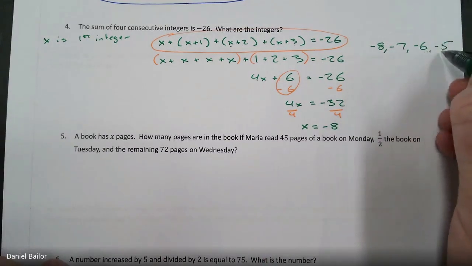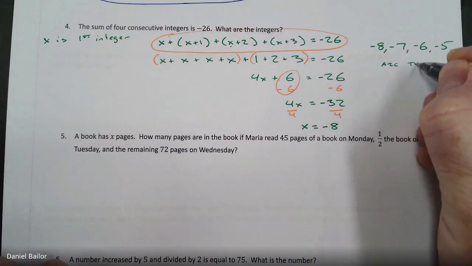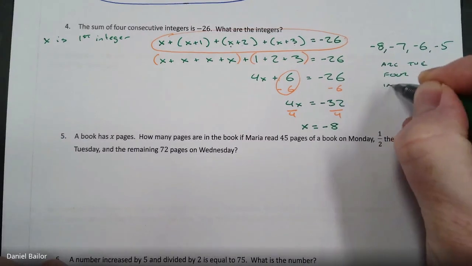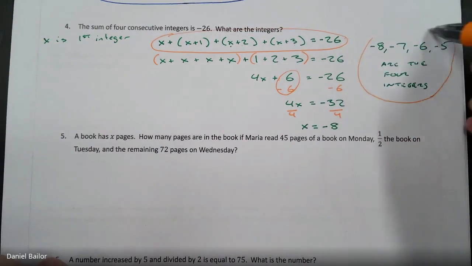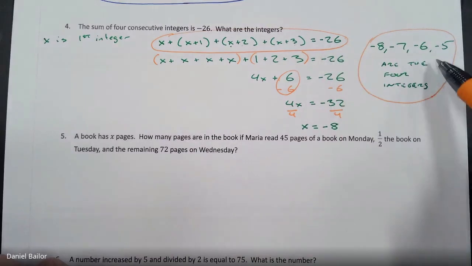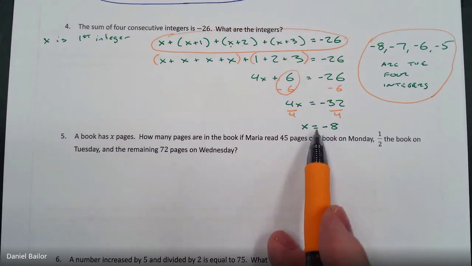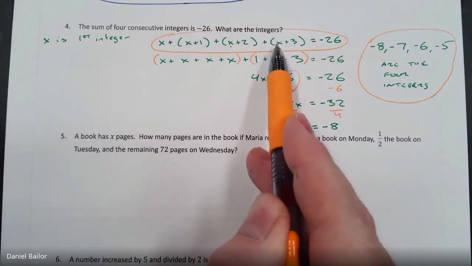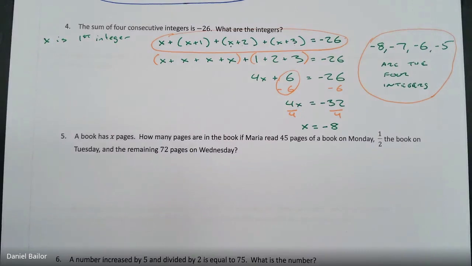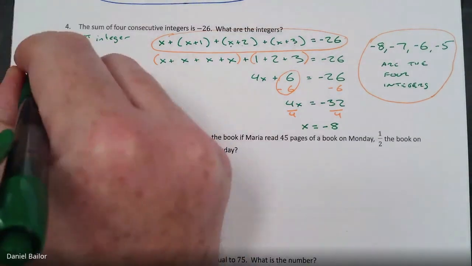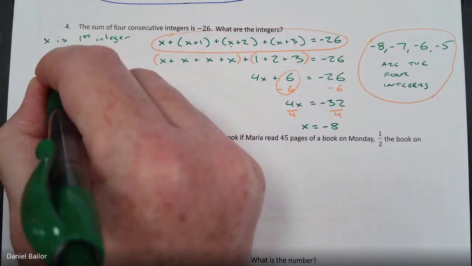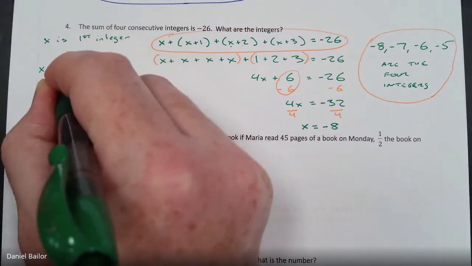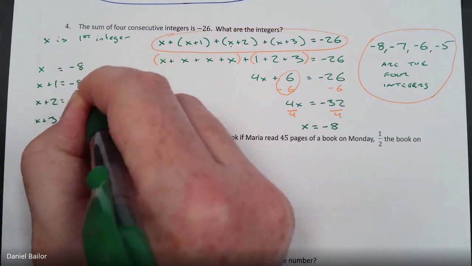-8, -7, -6, -5 are the 4 integers. So there we go. Equation I started with and my answers. After I found the first one, I put the x up here to find the next 3 integers. Substitution. I could have done it like this, where I have x plus 1, x plus 2, x plus 3. And I could have shown the work like this. I probably should have, because I'm teaching.